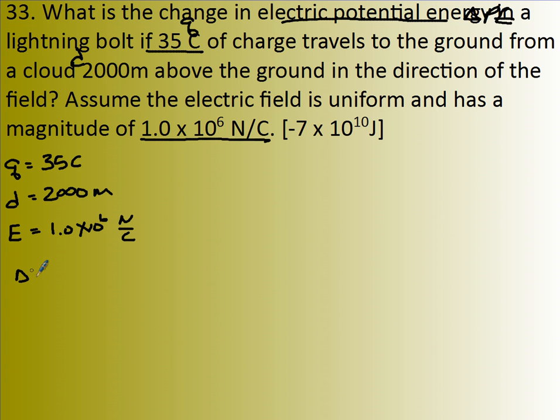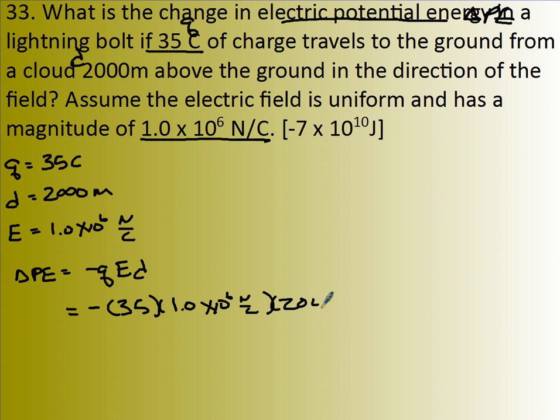So the change in potential energy is minus QED. The charge is positive 35. The electric field is 1.0 times 10 to the 6 newtons per coulomb. The distance is 2,000 meters. So this is negative 7 times 10 to the 10th joules.